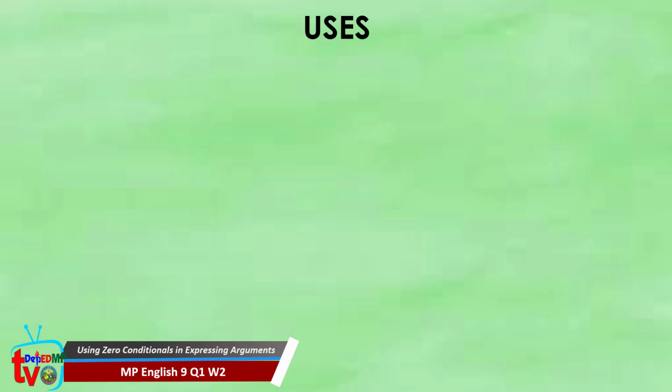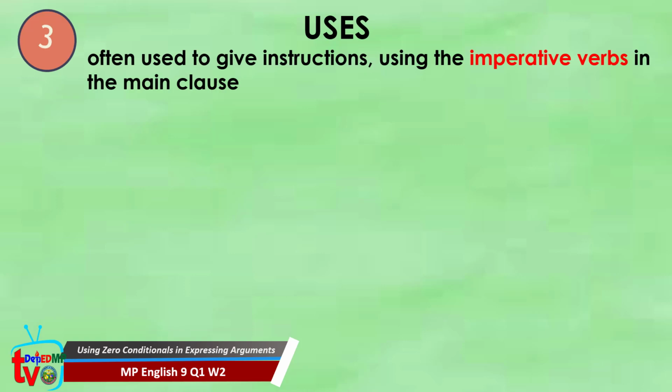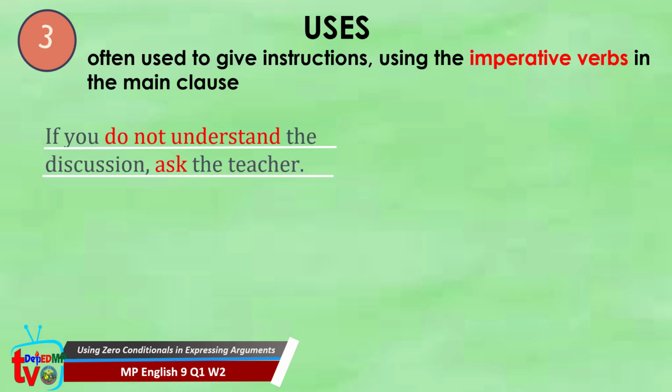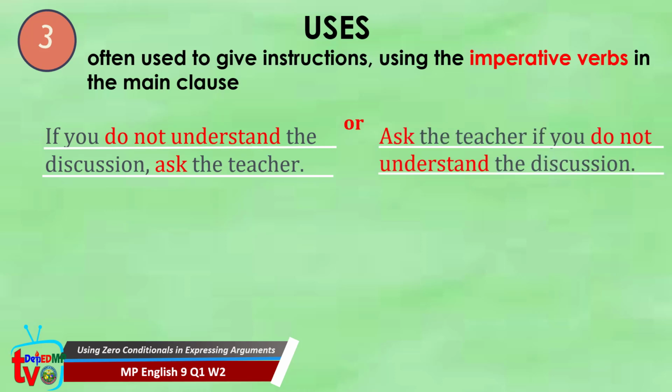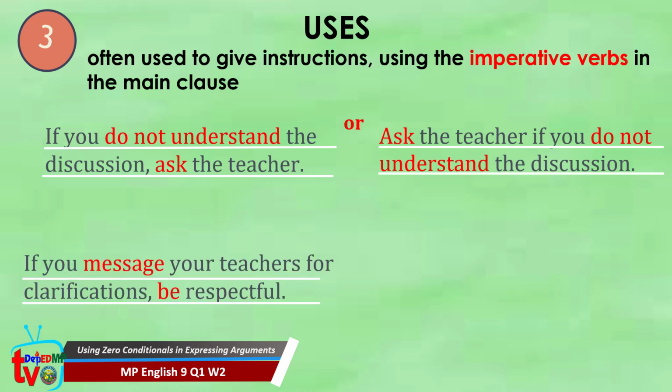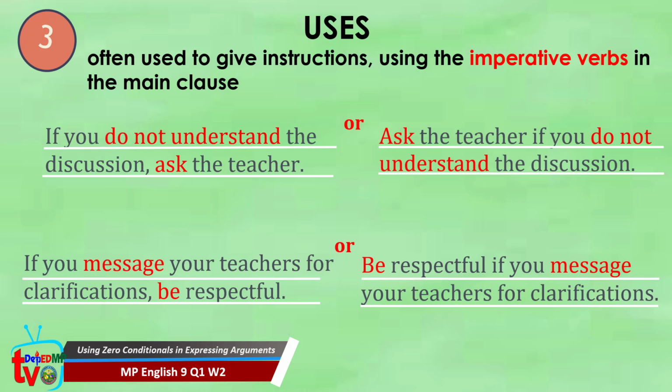The third use is zero conditional sentences are often used to give instructions using the imperative verbs in the main clause. The examples are, if you do not understand the discussion, ask the teacher. Or, ask the teacher if you do not understand the discussion. Another example, if you message your teachers for clarifications, be respectful. Or, be respectful if you message your teachers for clarifications.